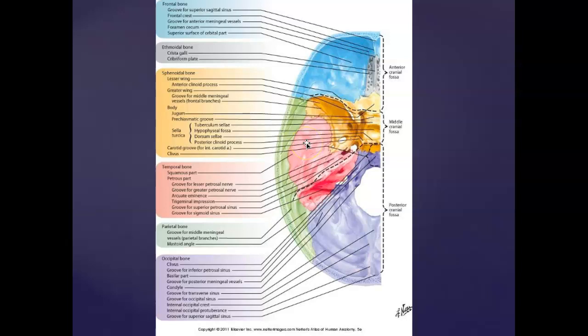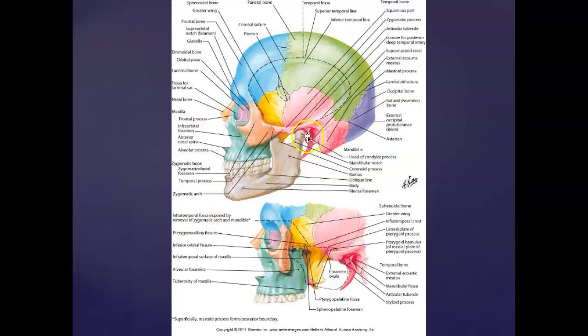The petrotympanic fissure is immediately posterior to the mandible. Let's find a picture here. So this fissure right here, just posterior to the mandible, the tympanic fissure. This is where a nerve called the chorda tympani is going to come out. And this is a little nerve exiting here.